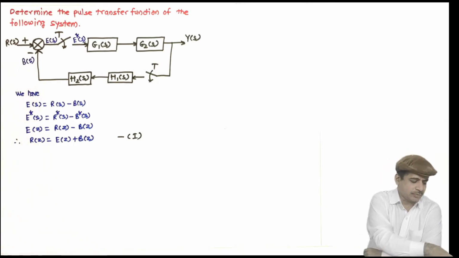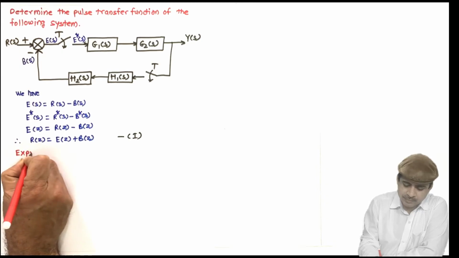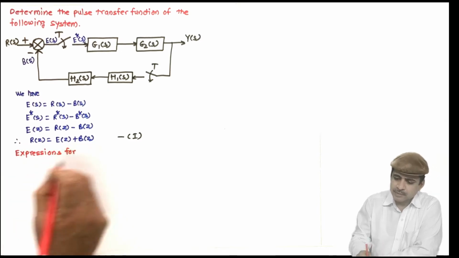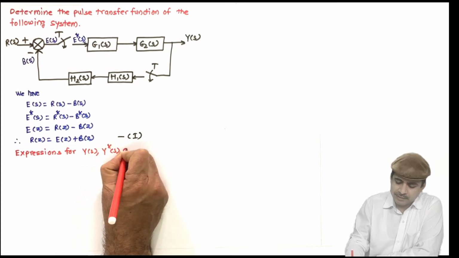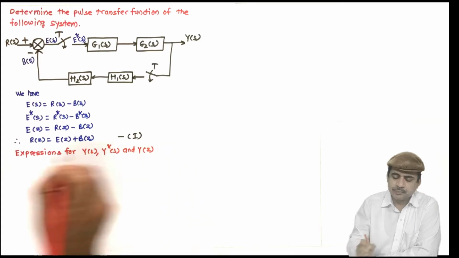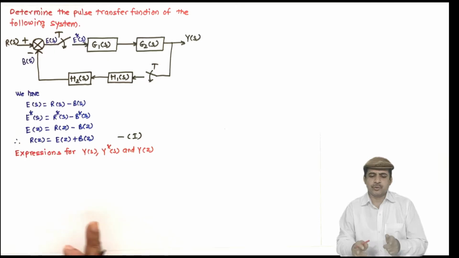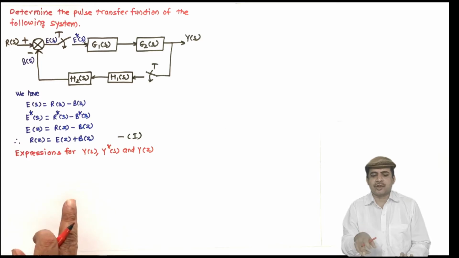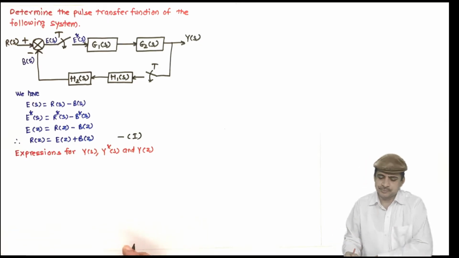Then next we will get the expressions for first Y(s), then Y*(s), and then Y(z). This is a standard procedure we have now developed. So in any example, you have to follow this procedure. What will change? Only the position of samplers, the number of blocks, the number of feedbacks, and the sign of feedback, that is positive or negative. Only these will be the changes.